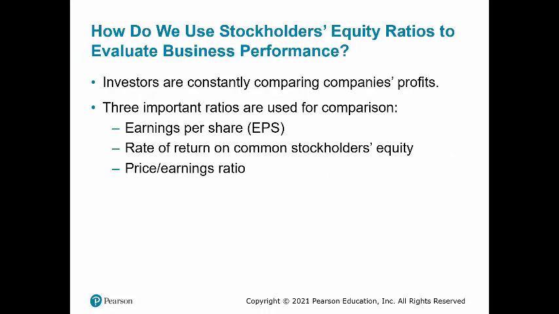So investors are constantly comparing companies' profits to determine where best to invest their money. When you have companies that are of different sizes, then we need to have some type of ratio so that we can compare these different size companies to each other. So we're going to look at three of the most important ratios that are used to compare profitability among corporations. And these are earnings per share, rate of return on common stockholders' equity, and the price earnings ratio.